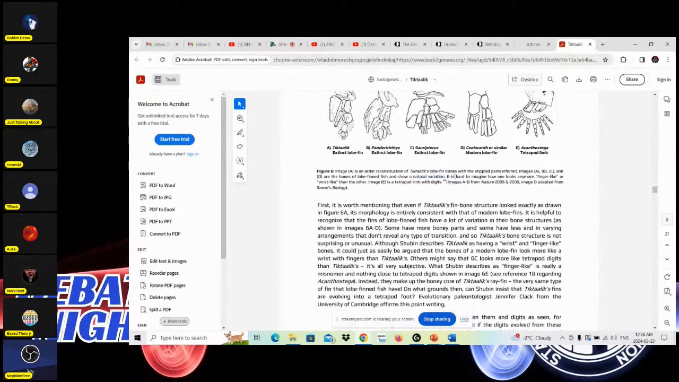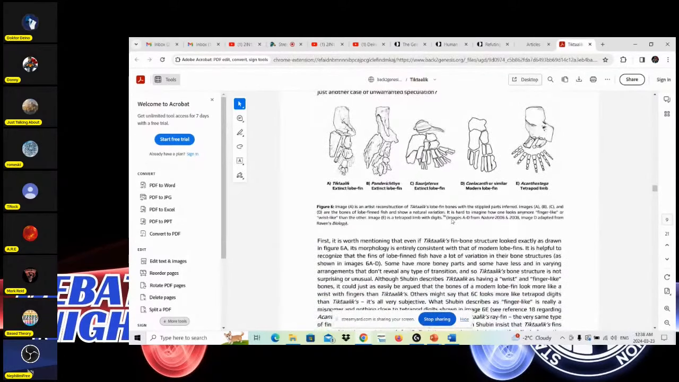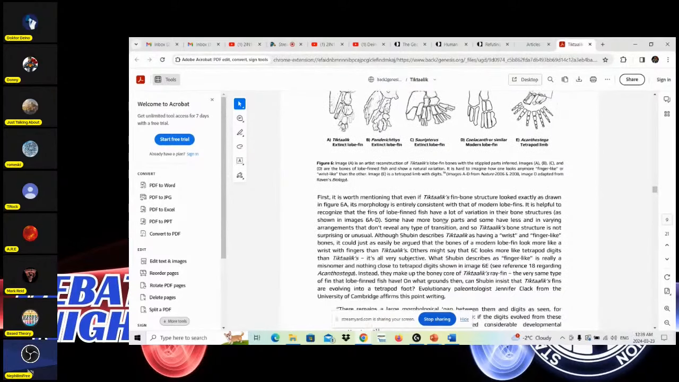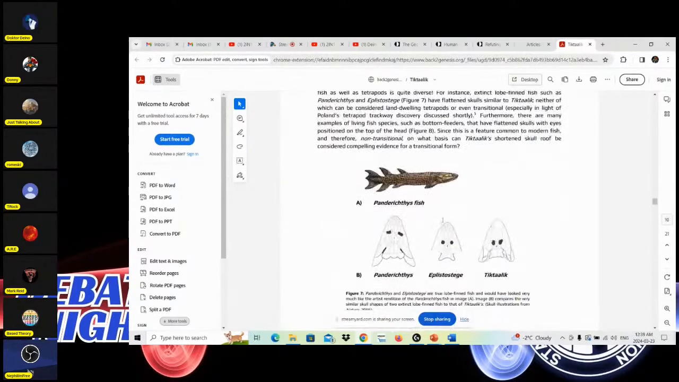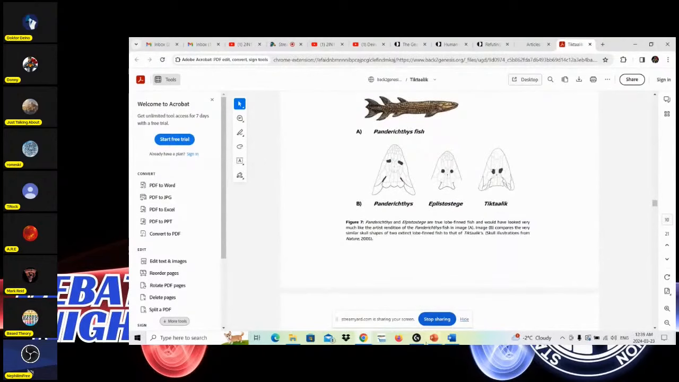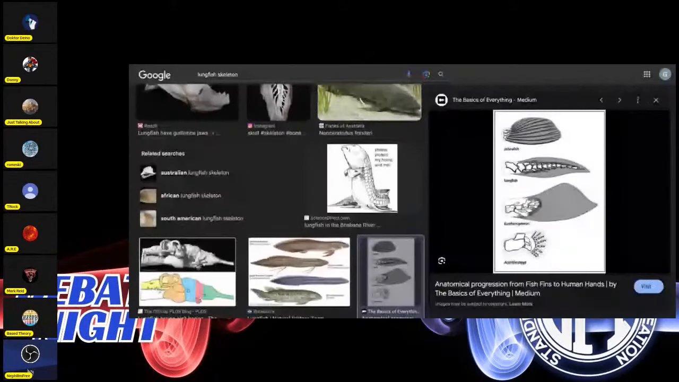Hold on, let me do a Google image search. Let's find out. He says it is hard to imagine how one looks any more finger like or wrist like than the other. I'm also looking, I found a fossil. I mean, okay, here's another. Okay, let me present my screen one more time here. Here's a comparison of some other fish. I mean, they don't look like what was presented.